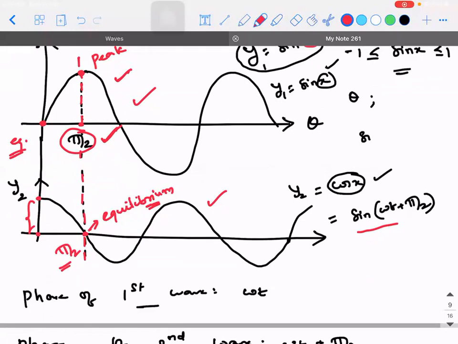See this, I'm using a green color. The green color dot that I'm placing is a particle in the first wave. The blue color dot is a particle in the second wave. When the green color particle in the first wave is at maximum position, where is the blue color particle in the second wave at the same pi by 2?